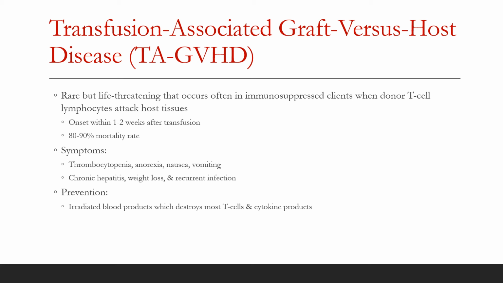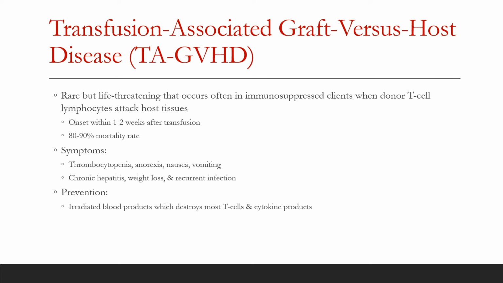Then we have this fun thing. I don't even know why they give it an acronym because you can't pronounce it. Transfusion-associated graft versus host disease. So graft versus host, just like with any transplantation, what's the word? Organ donation. Essentially, you're giving them, it's not an organ, but it's from somebody else's body. So just like how you can reject an organ, you can reject blood.